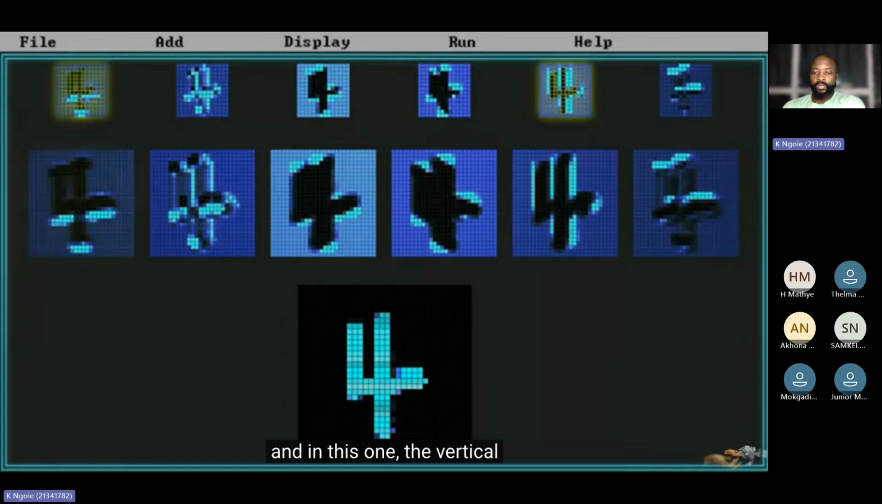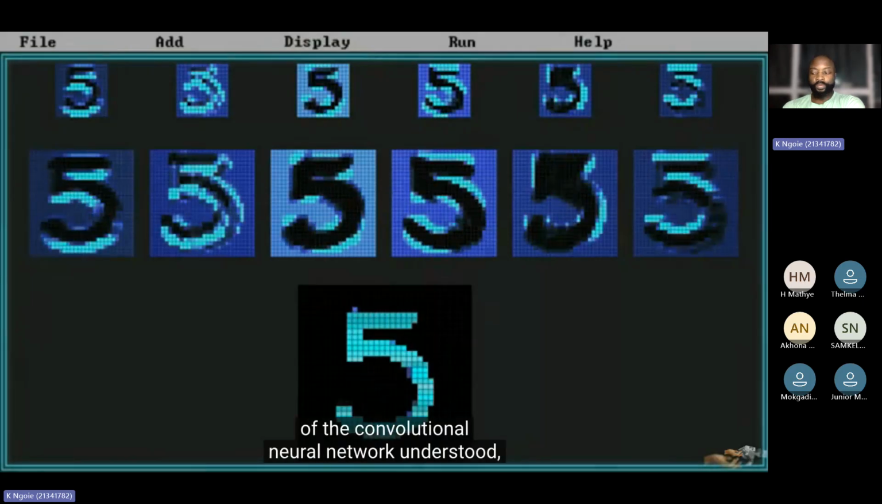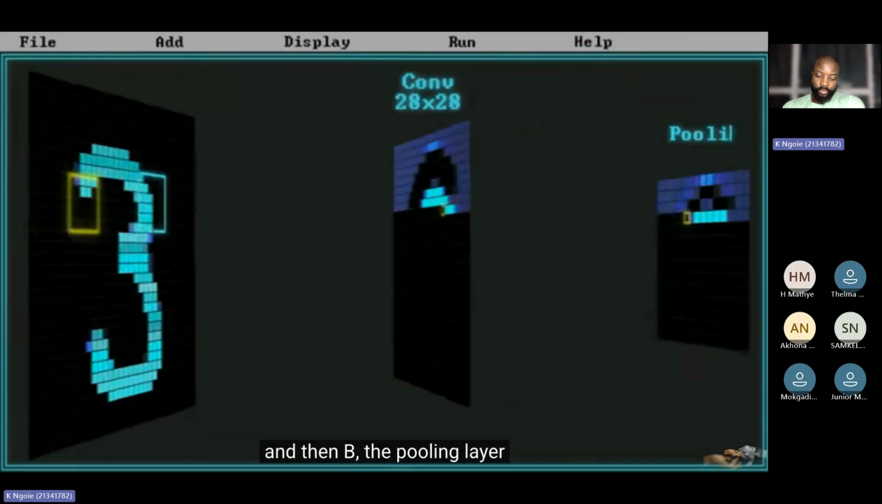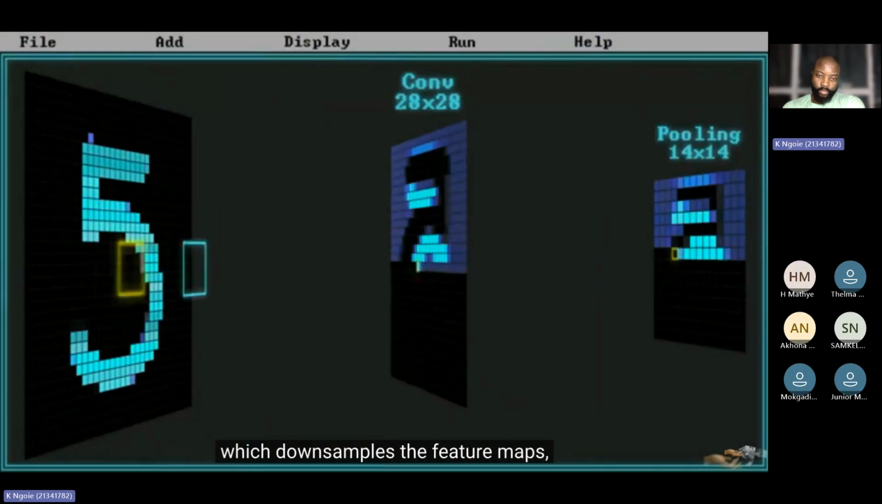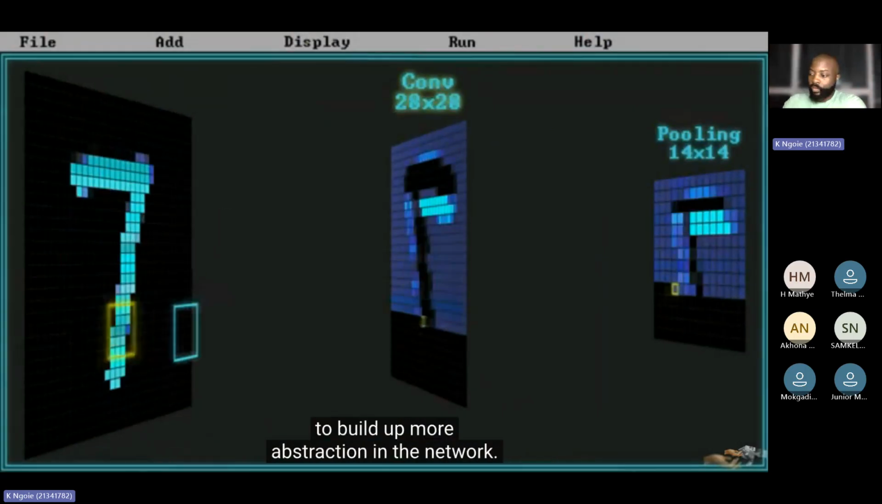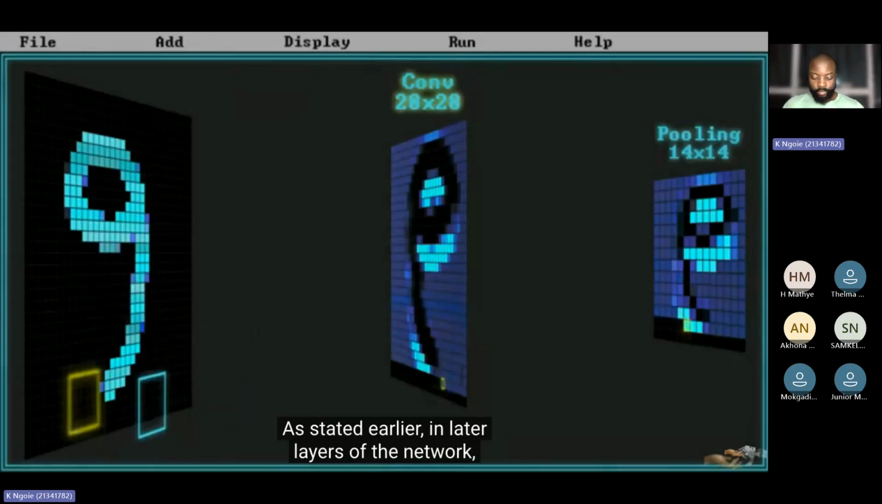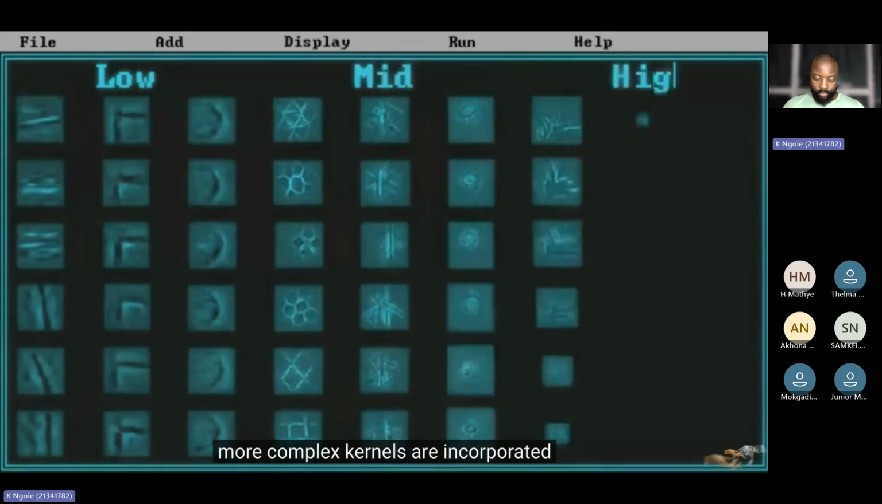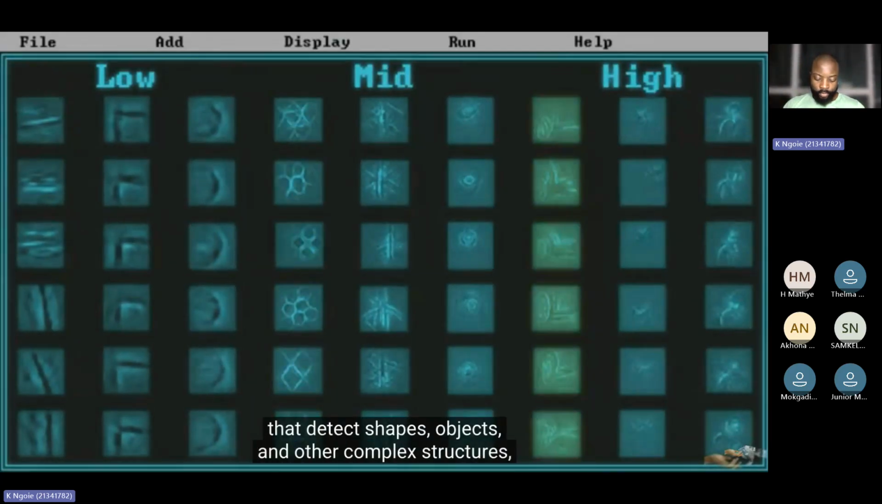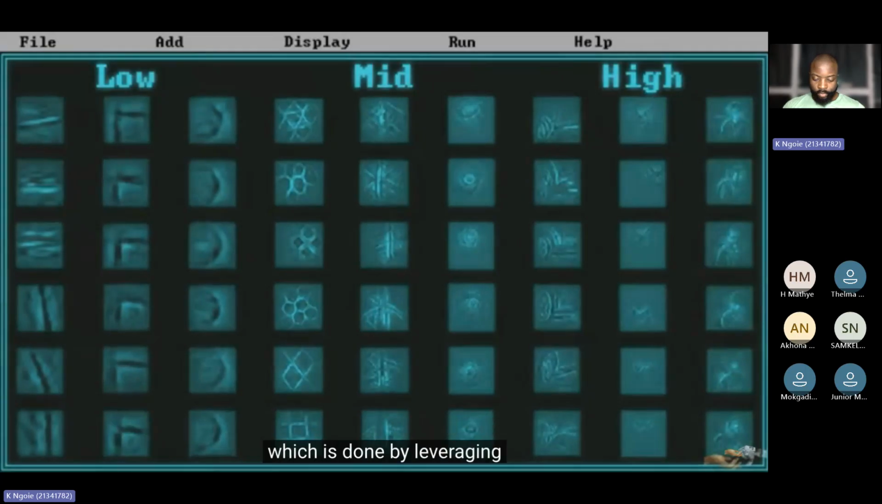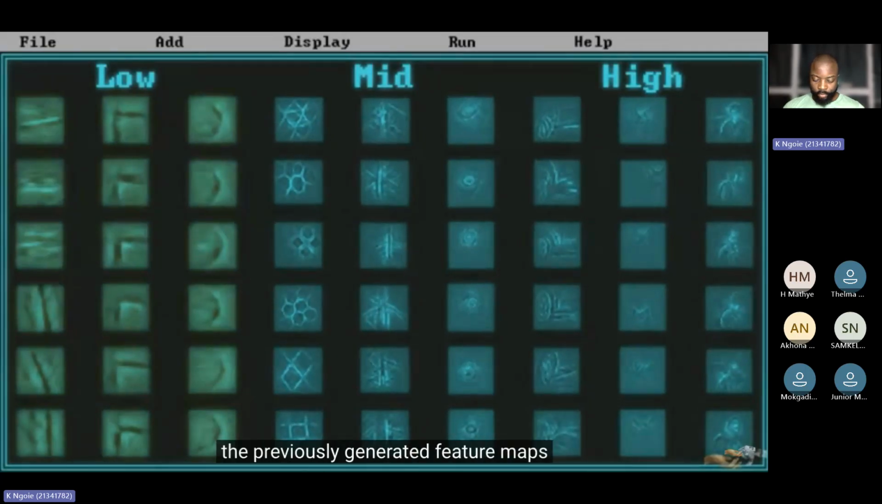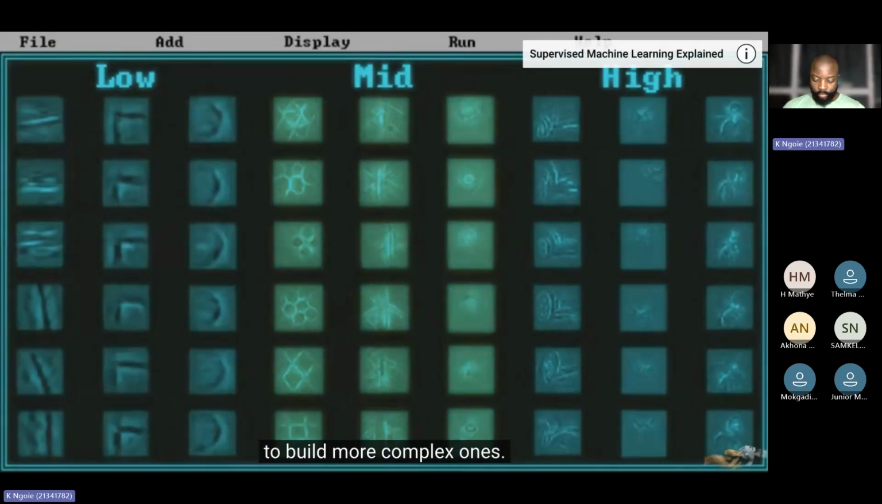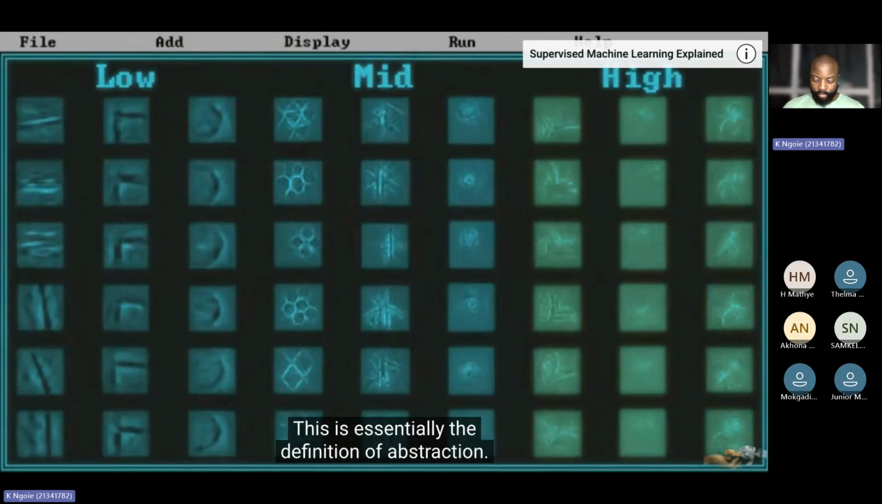So now, with the defining layers of the convolutional neural network understood, A, the convolutional layer which extracts features, and then B, the pooling layer which downsamples the feature maps, the next step is repeating these layers to build up more abstraction in the network. As stated earlier, in later layers of the network, more complex kernels are incorporated that detect shapes, objects, and other complex structures, which is done by leveraging the previously generated feature maps and their detected simple features to build more complex ones. This is essentially the definition of abstraction.